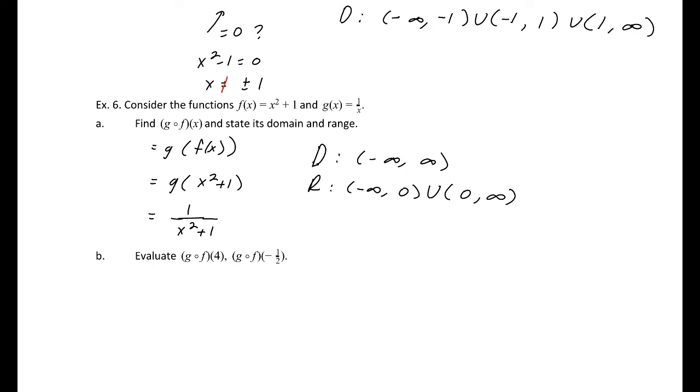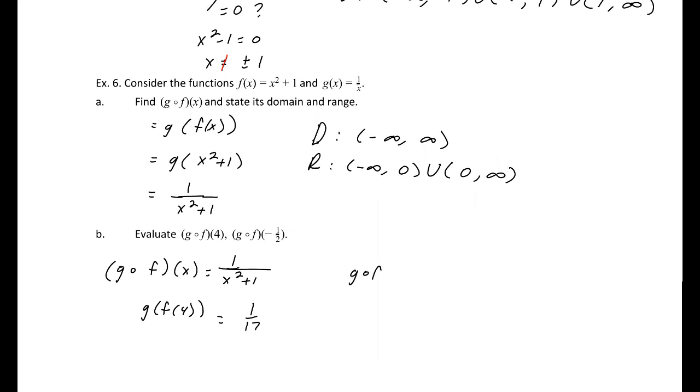All right. Evaluate g of f of 4 and g of f of negative 1/2. I'm going to go ahead and use my function g of f of x. Go ahead and just write that in here. Equals 1 over x squared plus 1. So evaluating that at 4, we get 1 over 17.